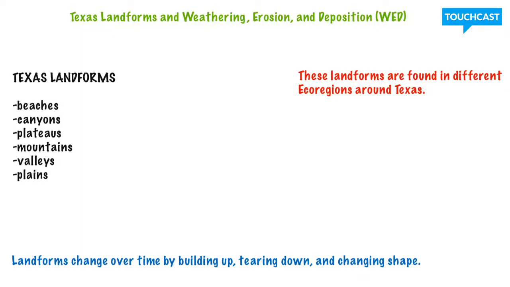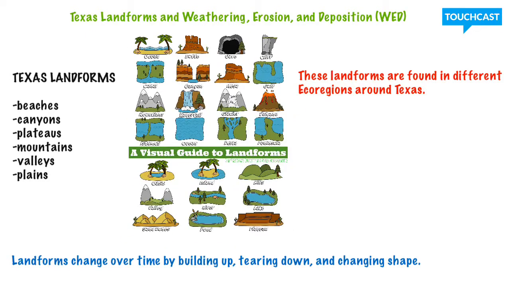Welcome to your video about Texas landforms, weathering, erosion, and deposition. There are lots of different types of landforms out here on this beautiful earth, but we want to focus on the ones we find in Texas, like beaches, canyons, plateaus, mountains, valleys, and plains. Our landforms get to change over time by being built up, being torn down, and changing their shapes.